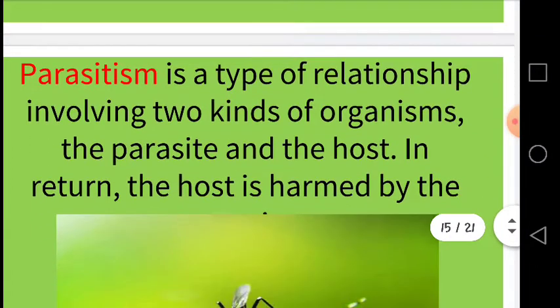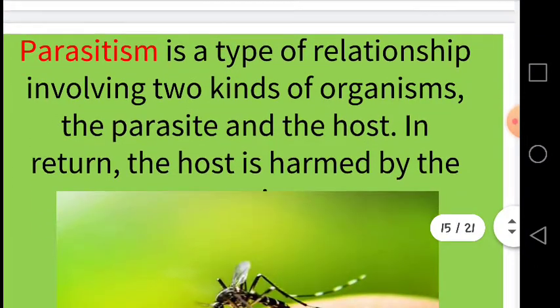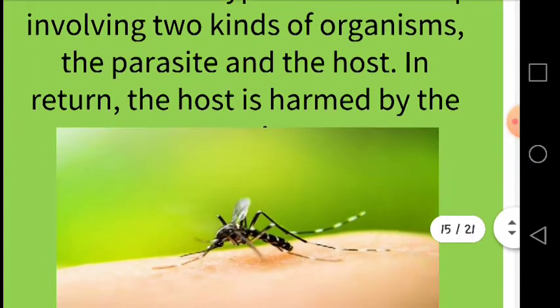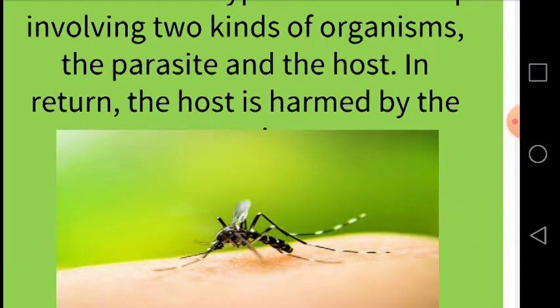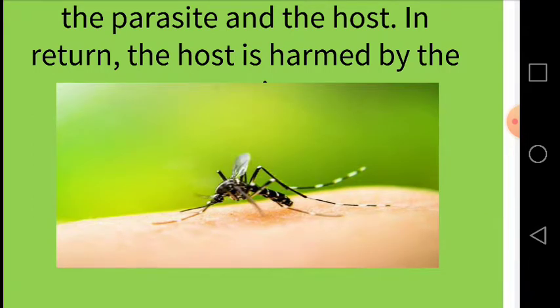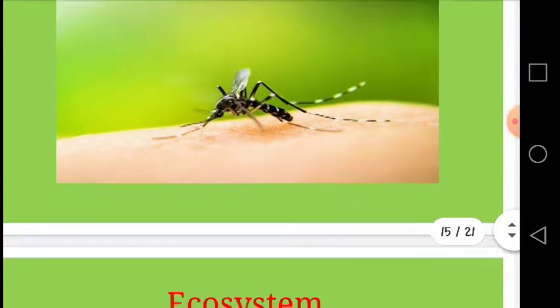Parasitism. This is very dangerous. It's a type of relationship involving two kinds of organisms. One is called the parasite and the second is the host. In this relationship, one is getting benefit and the second, the host, is getting harmed by the parasite. You can see this is a dengue mosquito biting a man's skin. It's getting blood from the human body, but in return it's giving harm to the human body, causing dengue disease. There are a few other examples which are mentioned in your book. You can consult your book for those examples.